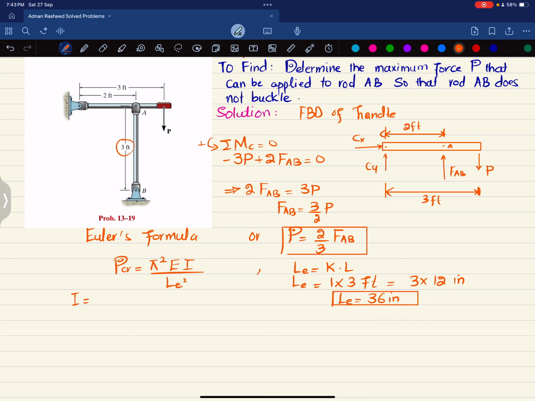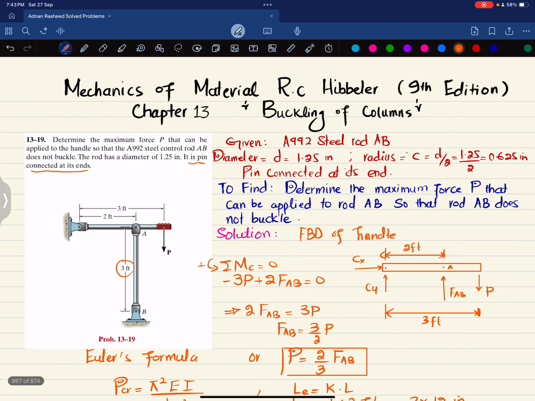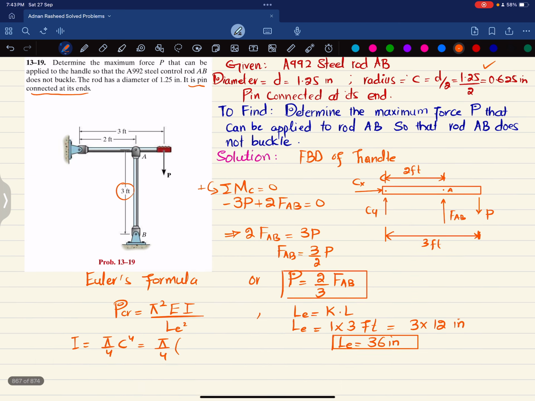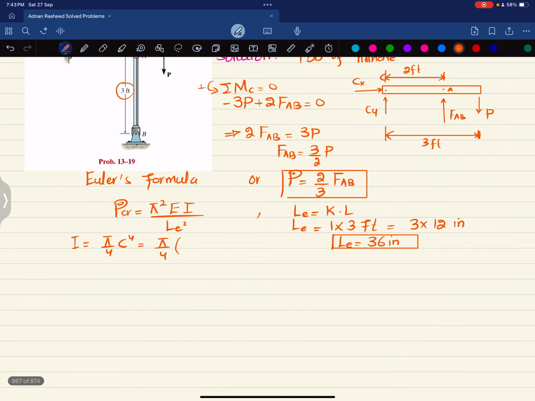So for a cylindrical rod, the I is pi by 4 times c to the power 4, where c is the radius. So pi by 4, and the diameter is given as 1.25, so the radius will be 1.25 divided by 2, which is 0.625. So 0.625 to the power 4. We will calculate this I.